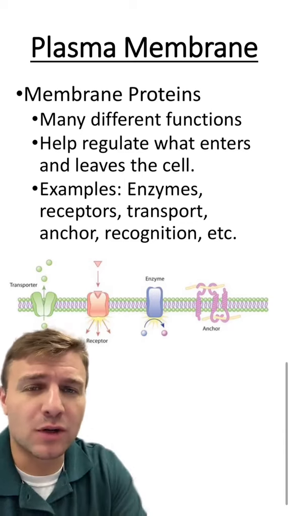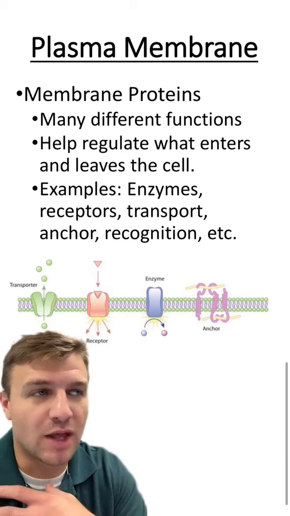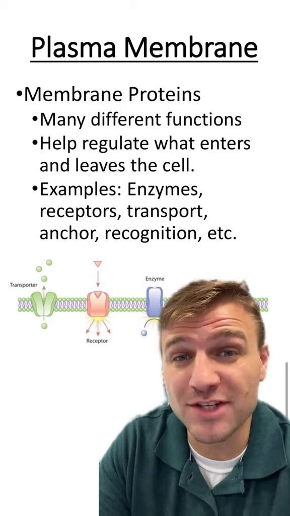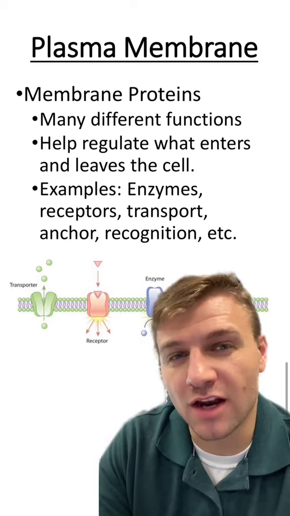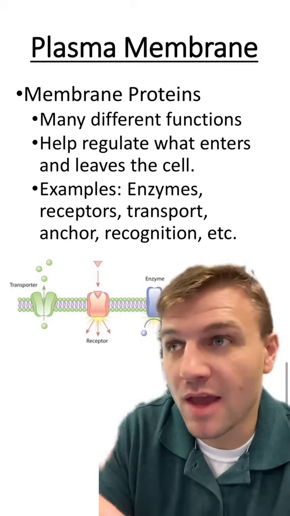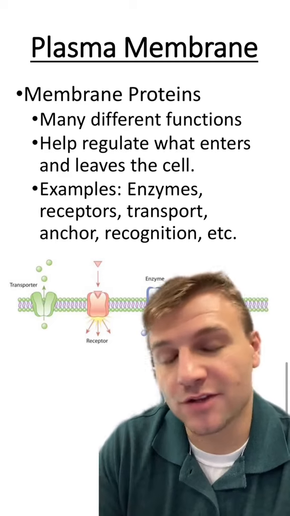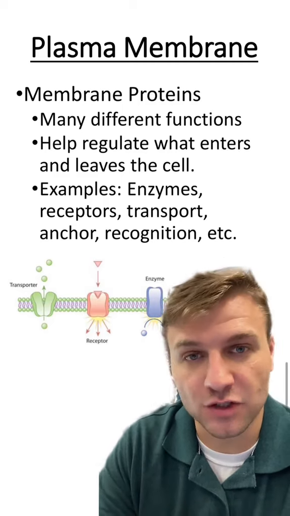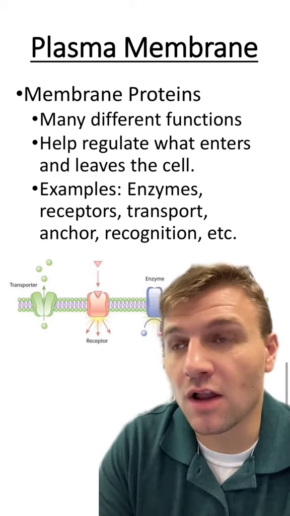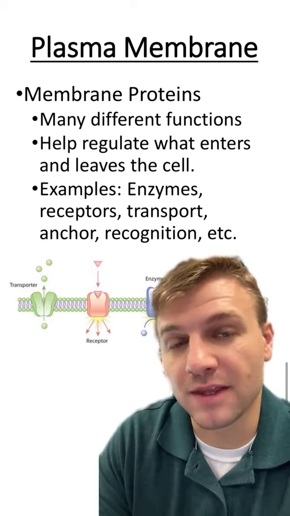Now, the membrane proteins embedded in this phospholipid bilayer will have many different functions. And like we said before, they help regulate what enters and leaves the cell. But they can also have a lot of different functions, such as being an enzyme, being receptors, being anchors for other cells to attach to. These membrane proteins have tons of different functions. But these membrane proteins, along with the phospholipid bilayer, will make up the plasma membrane.